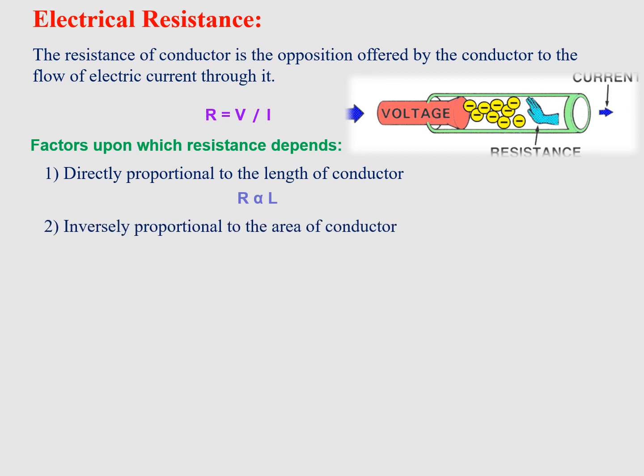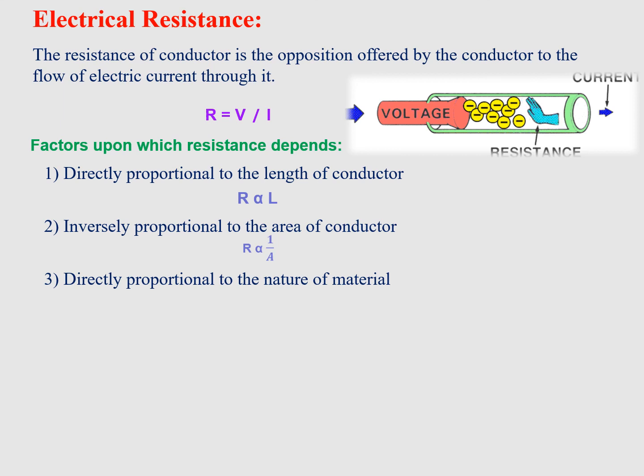Resistance is inversely proportional to the area of the conductor. By increasing the cross-sectional area of the conductor, electrons get more space to flow and resistance decreases. Resistance also depends on the nature of the material. For conductors, resistance increases with increase in temperature, because with increase in temperature free electrons move faster and collide with each other, and due to collisions their resistance increases.